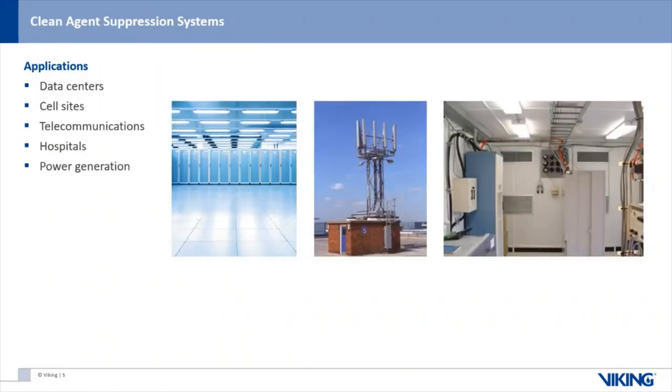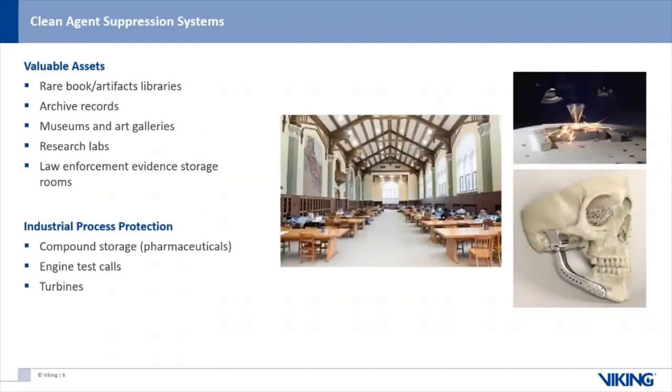The typical applications for clean agent systems are going to be Class C type hazards, data centers, cell sites, telecommunications, hospitals, and power generation. These are all going to be Class C type hazards if they're energized. And then we have more applications. On the next slide, we have valuable assets, rare book artifacts, museums and art galleries, research labs, law enforcement, evidence storage rooms. These are all typically Class A type hazards. These are non-energized.